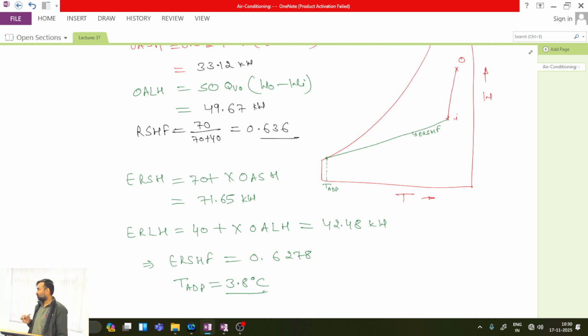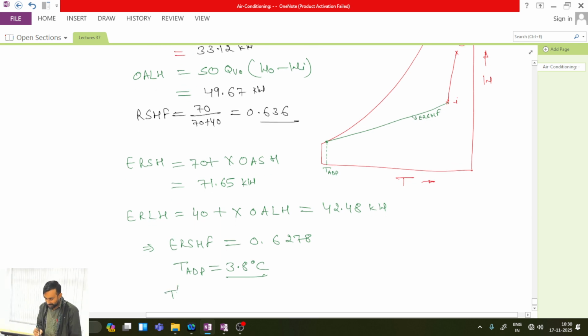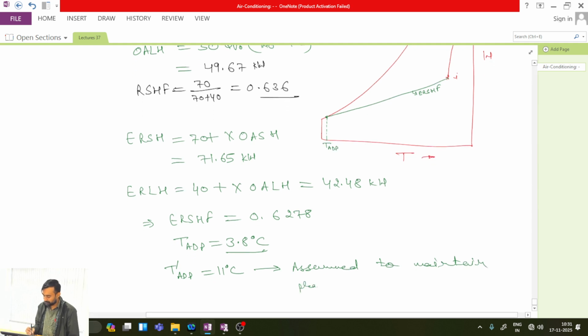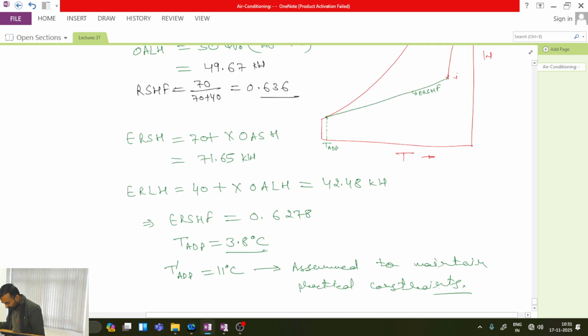Please tell me. As I told you previously, we need to assume some higher value of ADP. So let me consider that my higher value of ADP is 11 degrees Celsius, to maintain practical constraints. Is this point clear? If a question comes, it will be given to you what value you need to assign. Are all clear with this point?